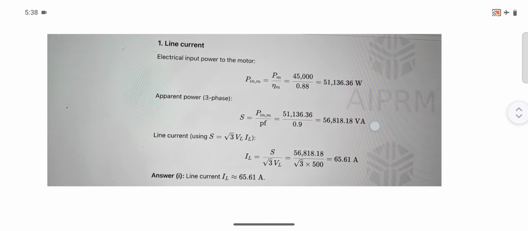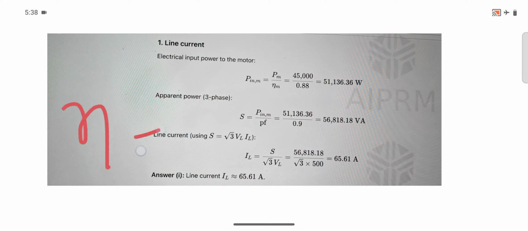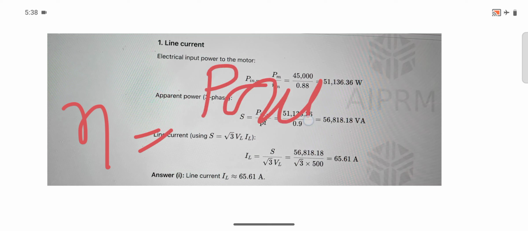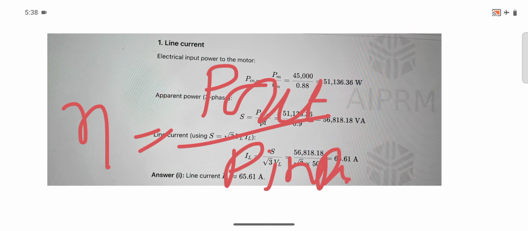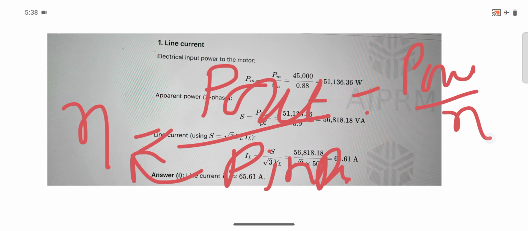Now we have to calculate the line current. First, I will calculate the electrical input power to the motor. For that we will use the efficiency formula. Efficiency is equal to power output divided by power input. So input power is equal to power output divided by efficiency.